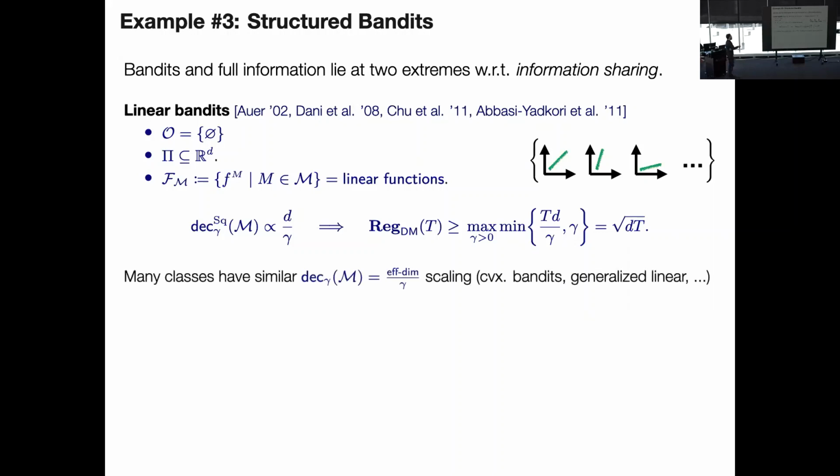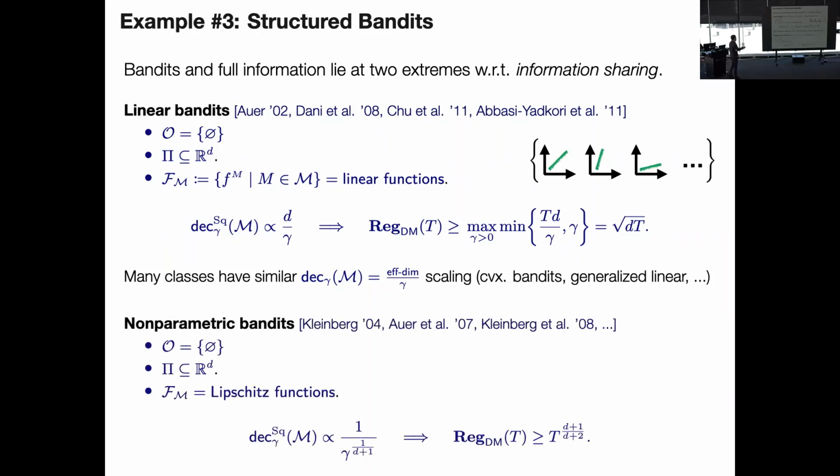Now, one comment here is that the scaling we've seen so far, where the DEC grows as some notion of problem complexity over gamma, is very common, and you see this from many other model classes. But not all model classes have this behavior, and you have different scaling for problems where the optimal rates are worse than root T. So if we come back to the non-parametric bandit setting I showed in the beginning, where we only assume that the rewards are Lipschitz and nothing else, here you can show that this DEC grows roughly as 1 over gamma to the 1 over D. Okay, really 1 over D plus 1.